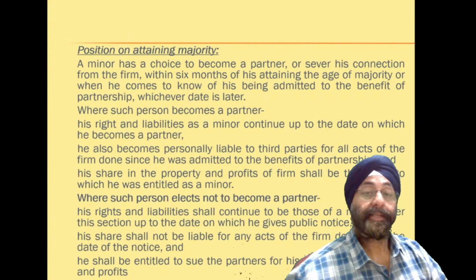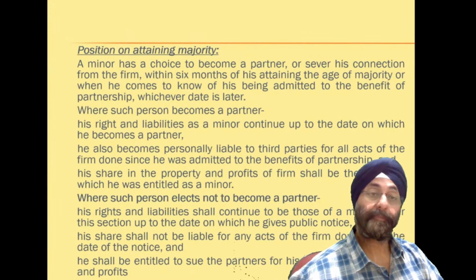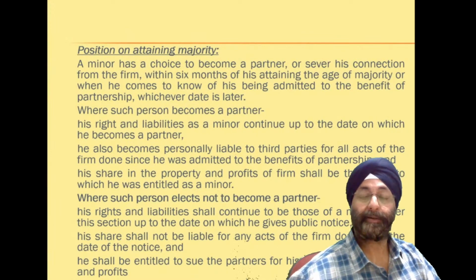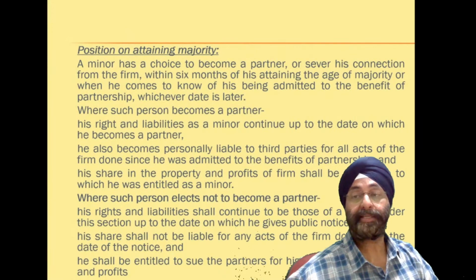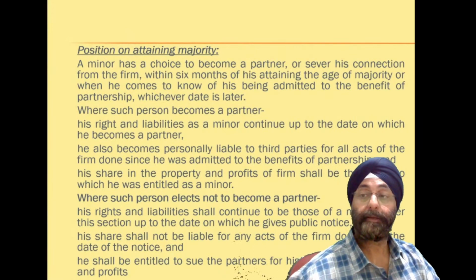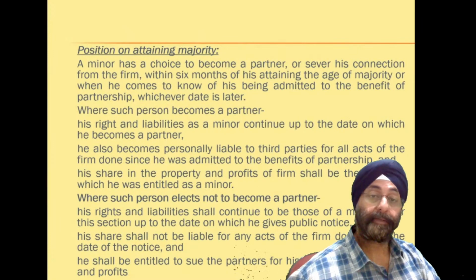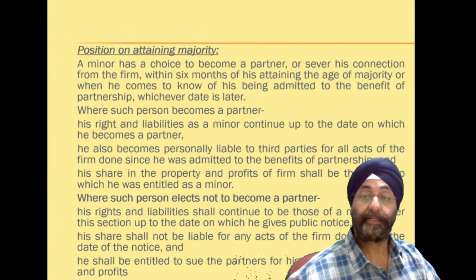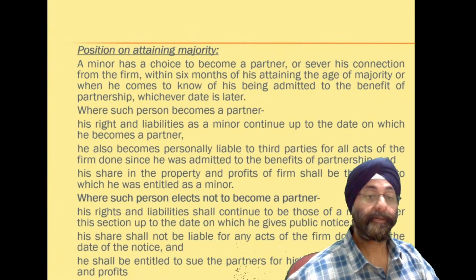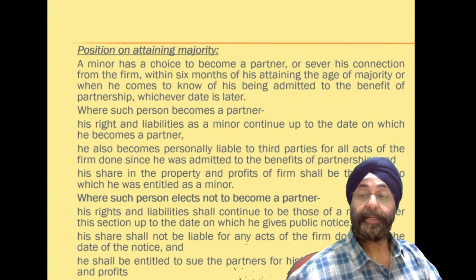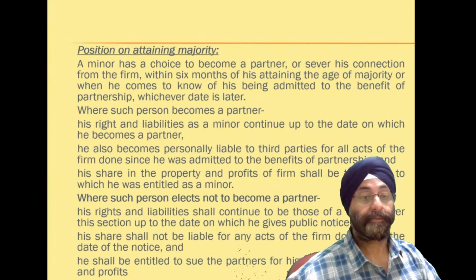Position on attaining majority. A minor has a choice to become a partner or sever his connection from the firm within 6 months of attaining the age of majority, or when he comes to know of his being admitted to the benefit of the partnership, whichever date is later. Where such a person becomes a partner, his rights and liabilities as a minor continue up to the date on which he becomes a partner.